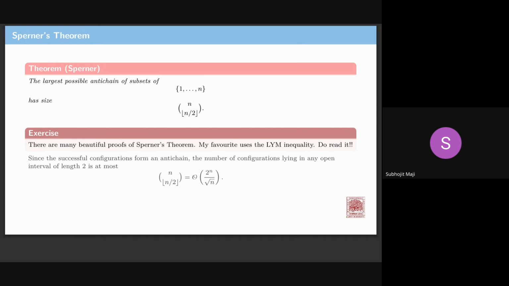So I will be assuming Sperner's theorem. I will not be proving it right now. It takes a bit of time. So now, can you say again about antichain a bit? Okay. Yeah.